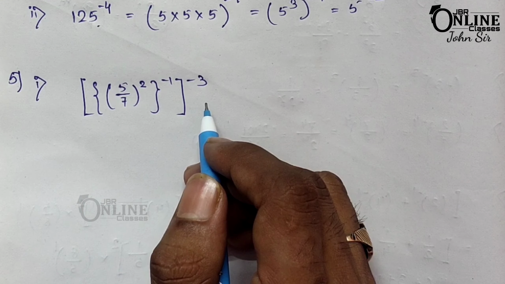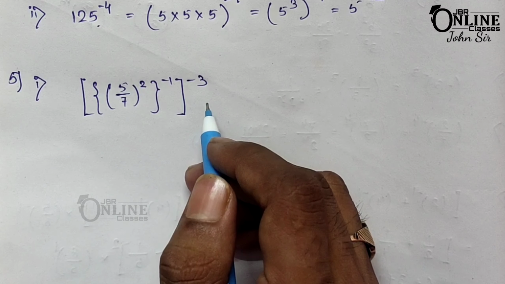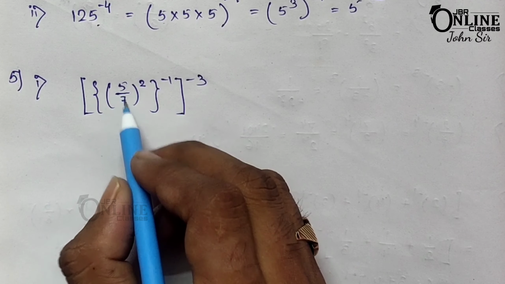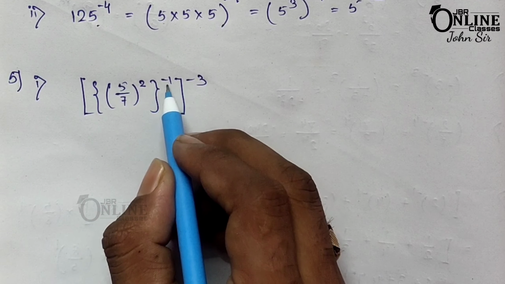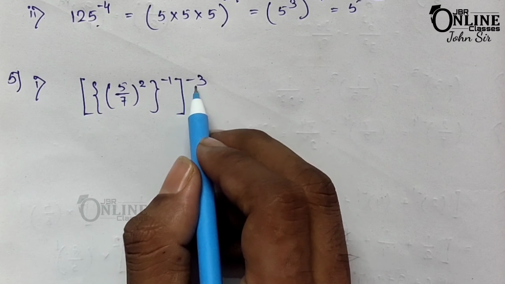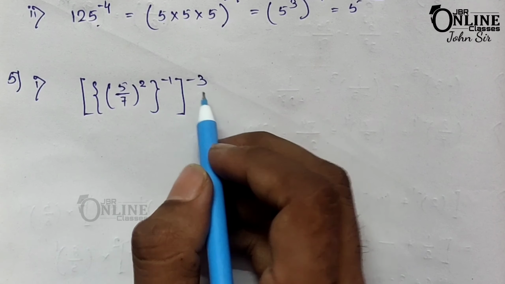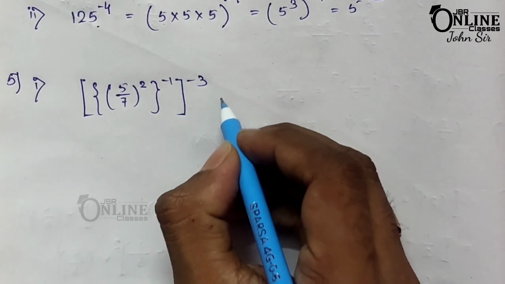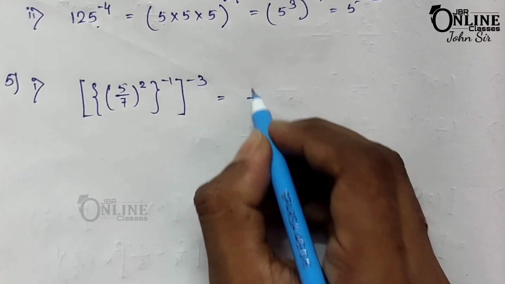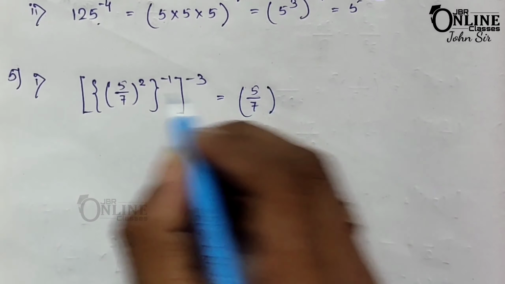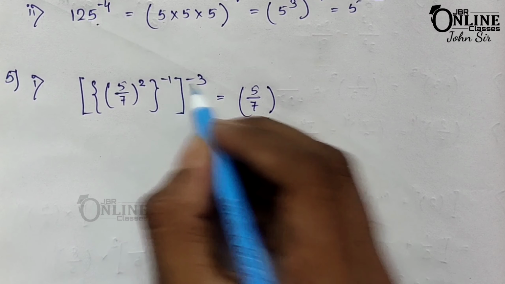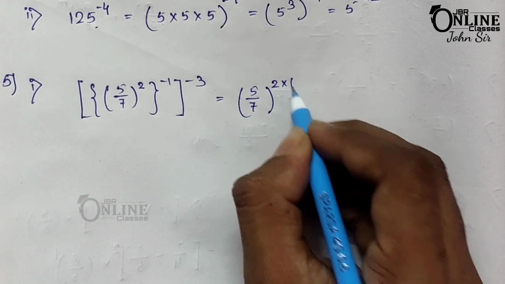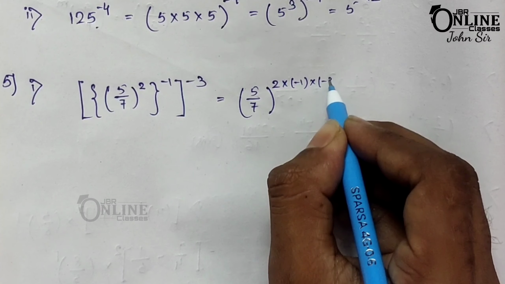Now sum number 5. Simplify and write in exponential form with positive exponent. So here 5 by 7 whole square, then again whole to the power minus 1, and then again whole to the power minus 3. So first what you have to do? First you have to multiply these three powers. Okay, so that will be 5 by 7. Now here 2 into minus 1 into minus 3.